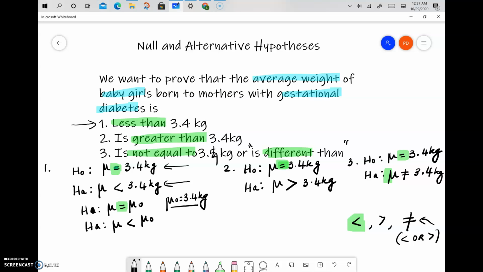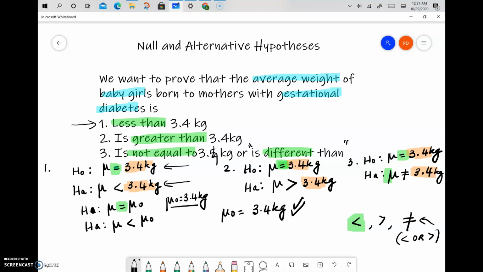So in each of these cases, the number that you see here is exactly the same in the null and alternative hypothesis, and that is mu naught. So that is 3.4 kilograms. Remember that. The number that is part of the null and alternative hypothesis is mu naught.